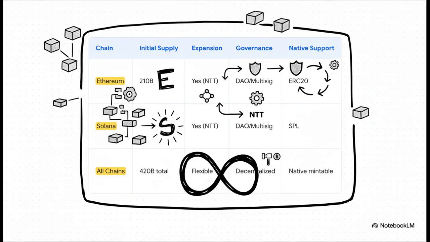This table just lays it all out perfectly. You see the 210 billion on Ethereum, 210 billion on Solana. See that governance column? It's controlled by a DAO or a multi-sig wallet, meaning it's decentralized. No single person is in charge. But that last row is the real takeaway, a total supply of 420 billion that's flexible, decentralized, and can be natively minted wherever it needs to be.